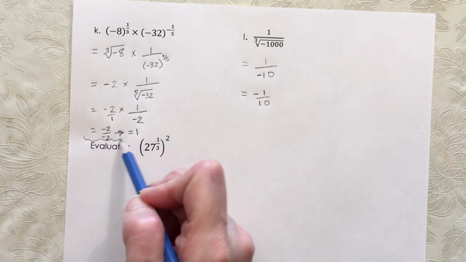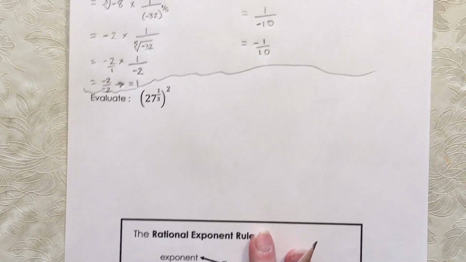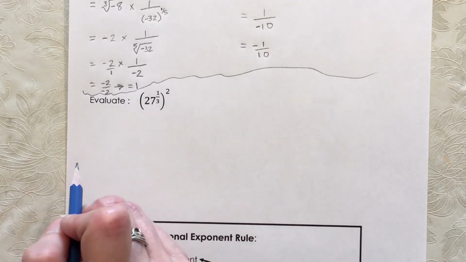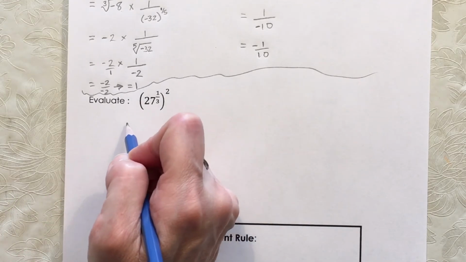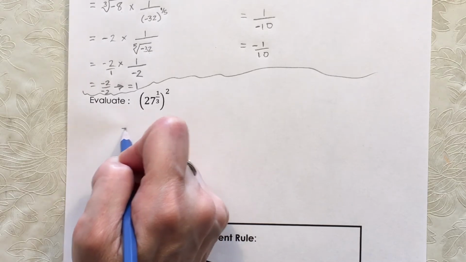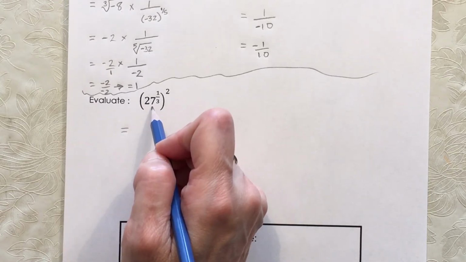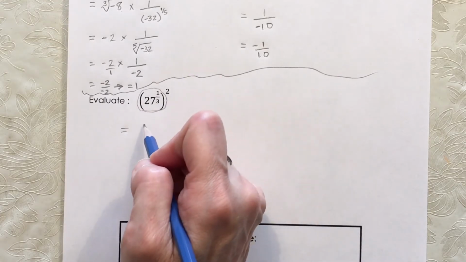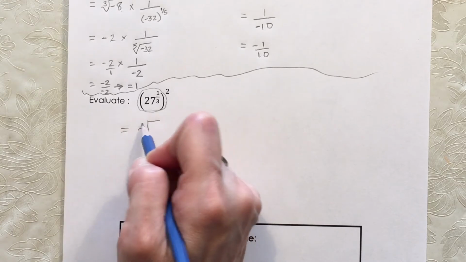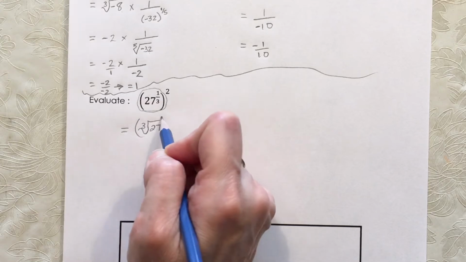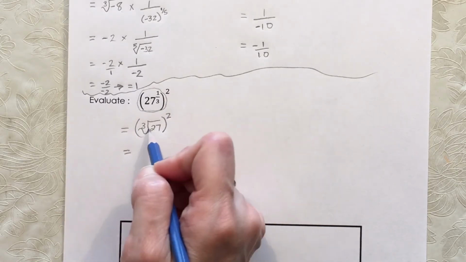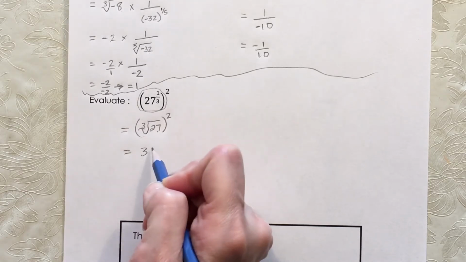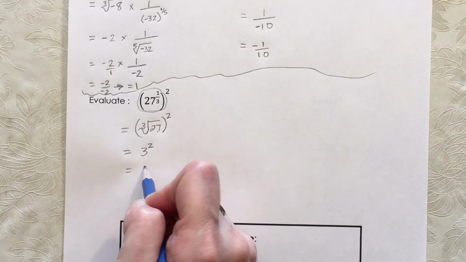Okay, so moving on. Evaluate 27 to the 1/3 squared. I'm going to look at this in two ways because it's going to help us with what we're going to be learning next. First, let's look at it as 27 to the 1/3 squared. We'll do the inside of the brackets first. That would be the third root of 27, all squared. The third root of 27 is what number multiplies by itself 3 times to give you 27, and that number is 3, but we're still squaring it, which gives us 9.